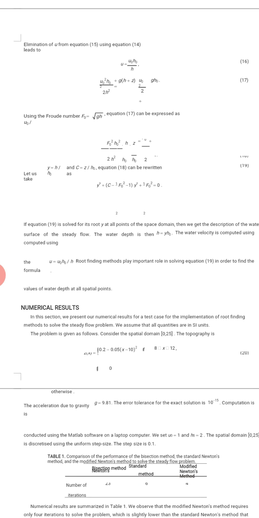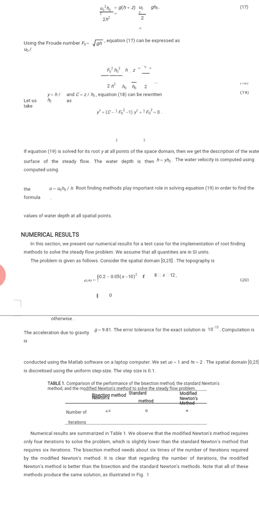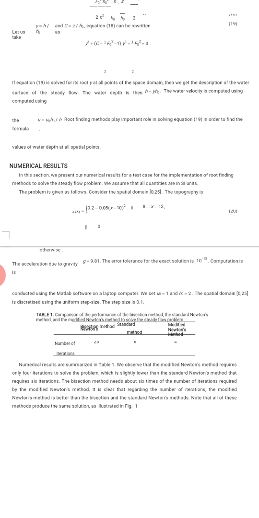Then we can eliminate u from equation number 5 using equation number 4. We can get u equal to u naught h naught divided by h. Therefore, the given equation becomes like this. Then using the constant F naught that is equal to u naught over root g h naught, the given equation 17 can be expressed in terms of F naught. Then the given equation 19 is solved for its root for all the points in this space domain.